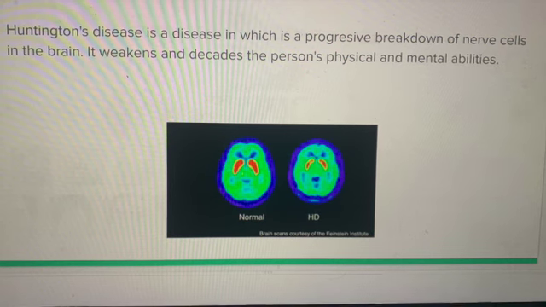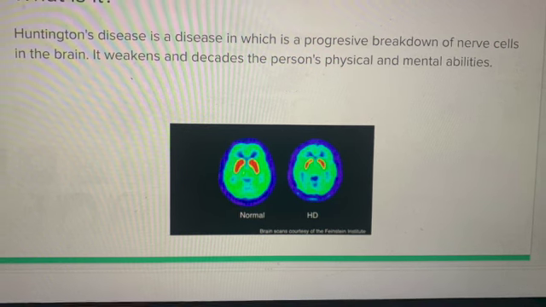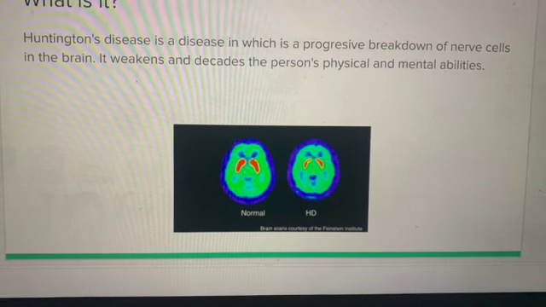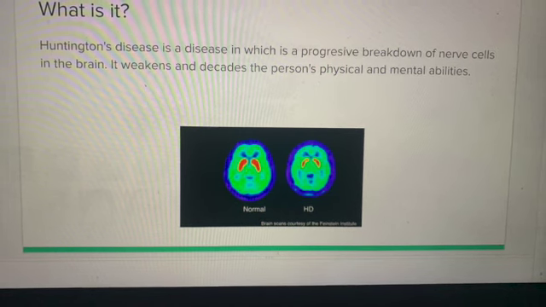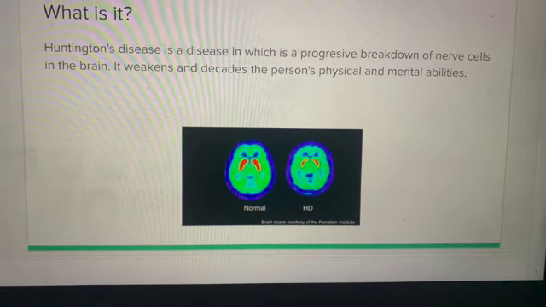What is Huntington's disease? It is a disease in which there is a progressive breakdown of nerve cells in the brain. It weakens and impairs the person's physical and mental abilities.